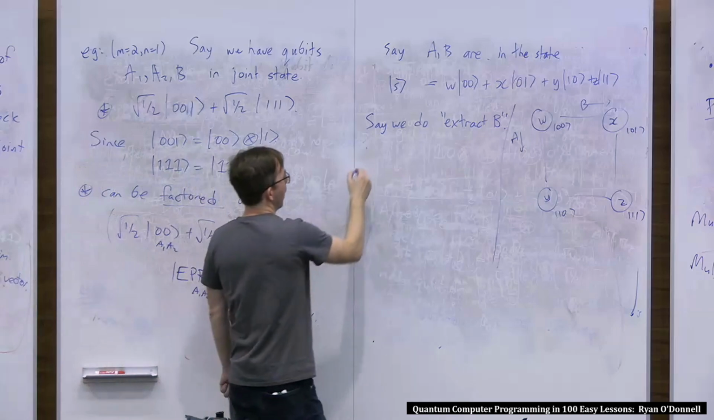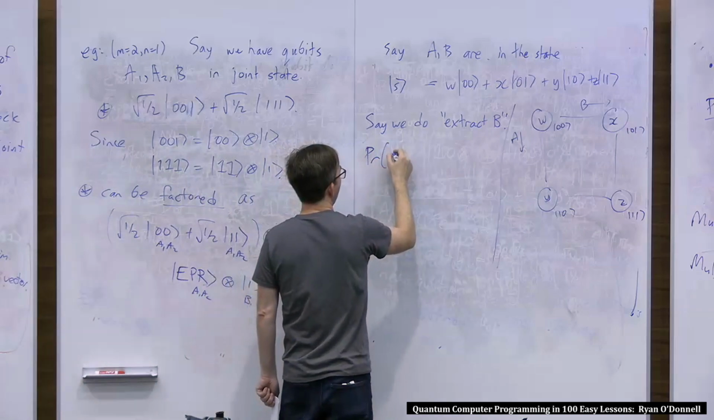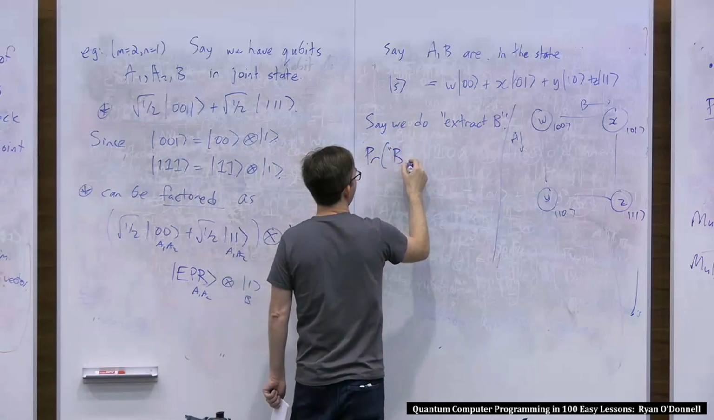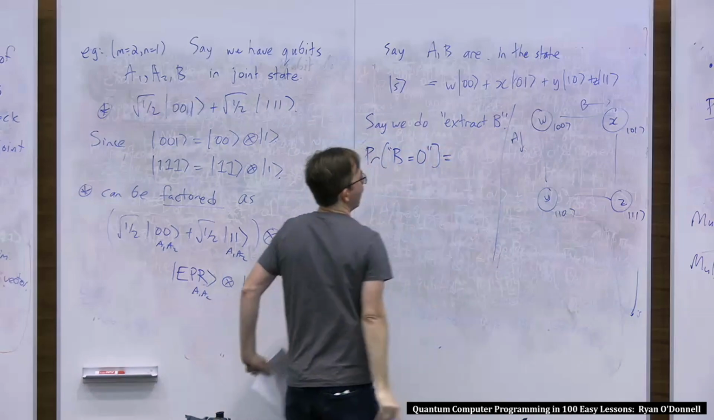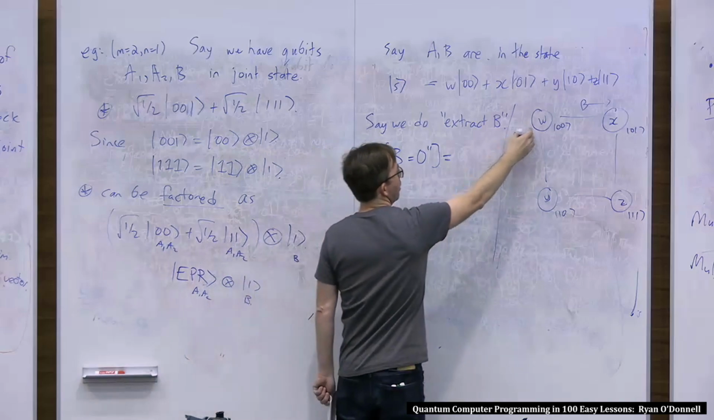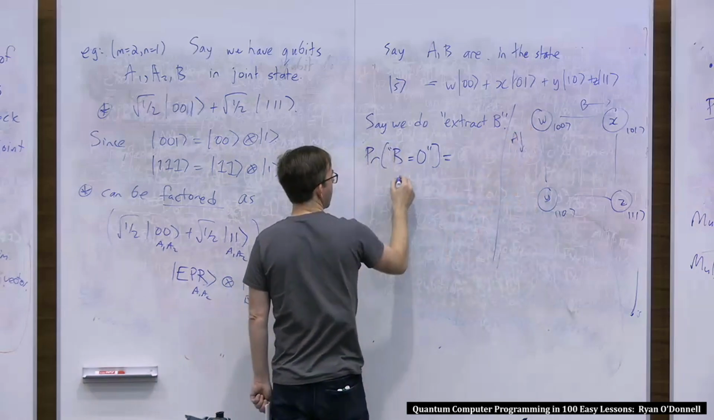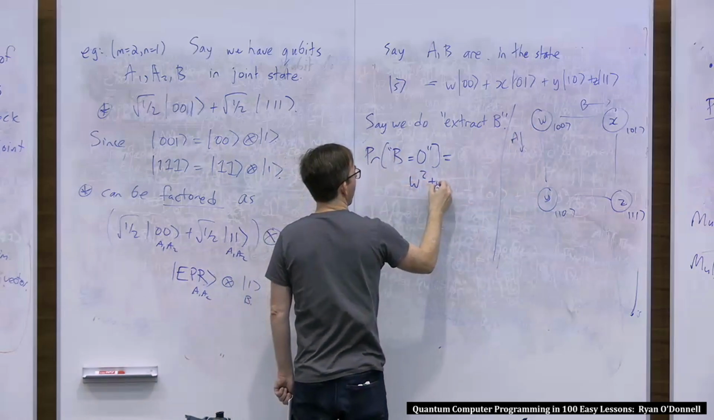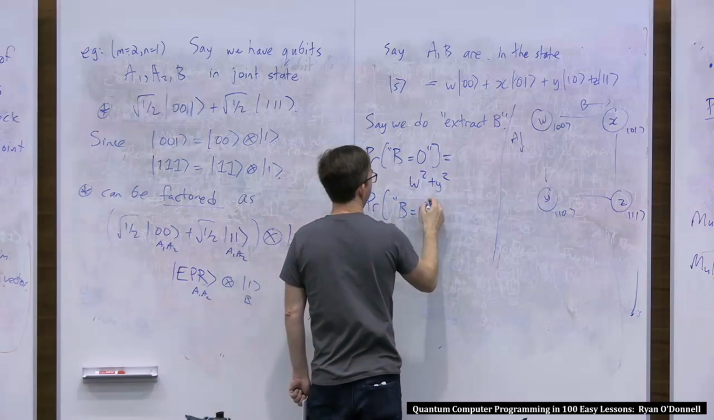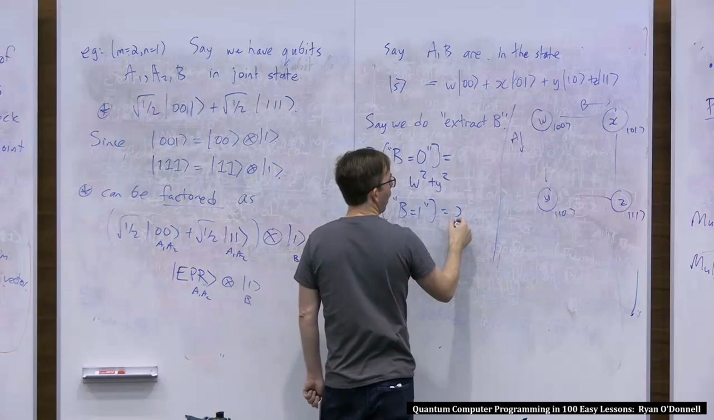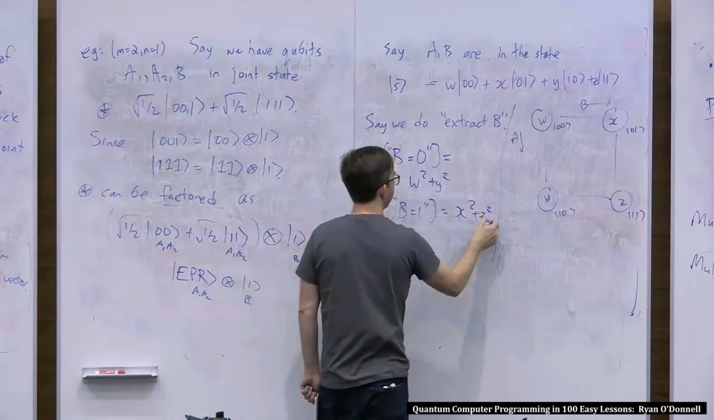Now, this is exactly what we talked about in the first half of the lecture. So we know that the probability of seeing the outcome B is 0. Okay, it's the total squared amplitude on the B equals 0 side, which is W squared plus Y squared. And the probability of seeing B equals 1 is X squared plus Z squared.